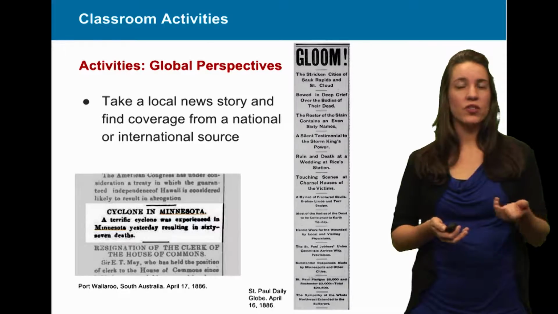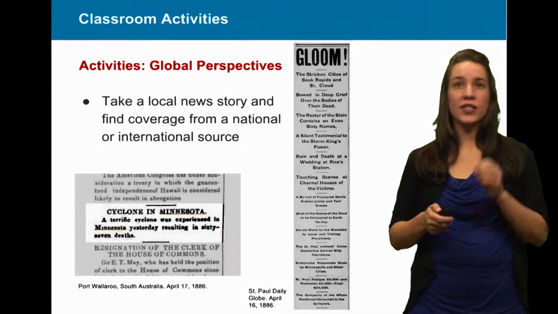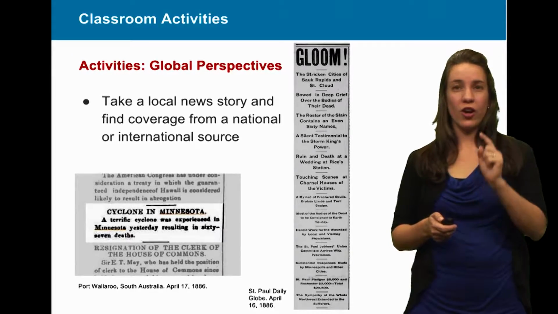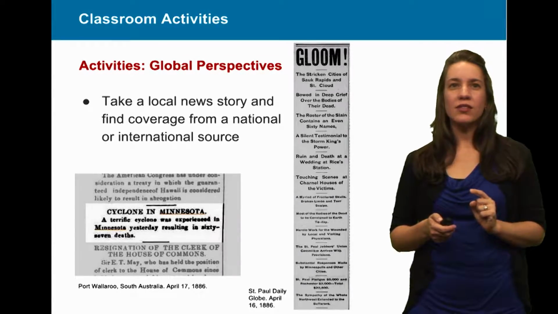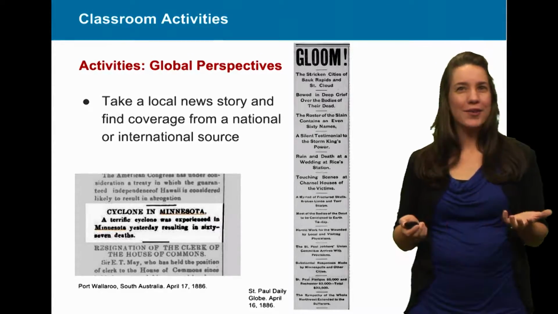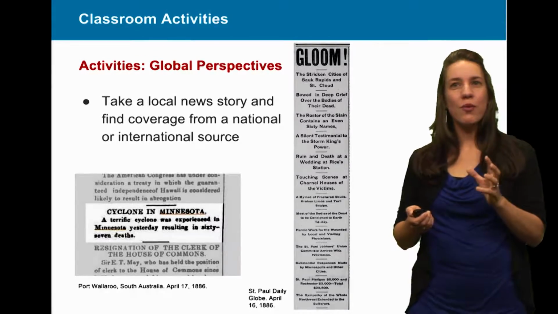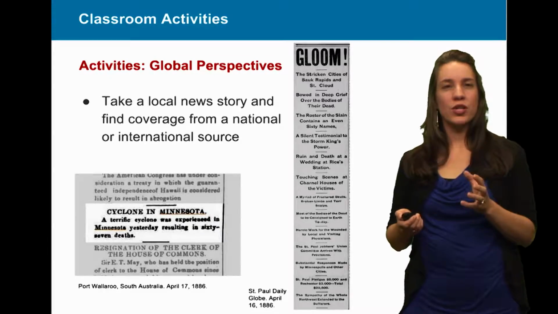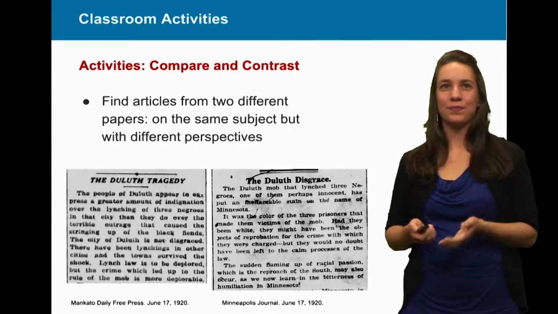So, for example, these are two stories about a tornado that took place in Sauk Rapids in Minnesota in 1886. The tall, skinny one that says gloom and all the different little headlines, that's from St. Paul. We expect that. But then I also found a story about it in the Port Wallaroo, South Australia newspaper. Why was it printed there? It was very small. It just says cyclone in Minnesota. But why was a newspaper in Australia printing a story about a cyclone in central Minnesota? It's really interesting to think about.